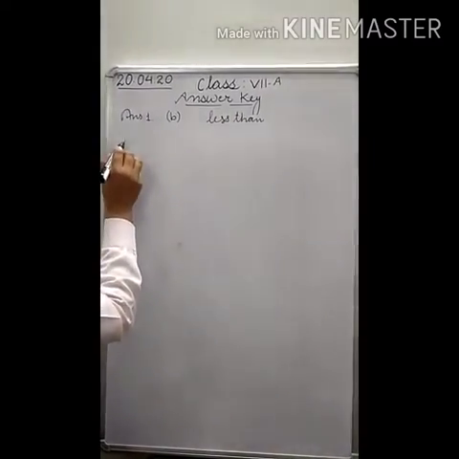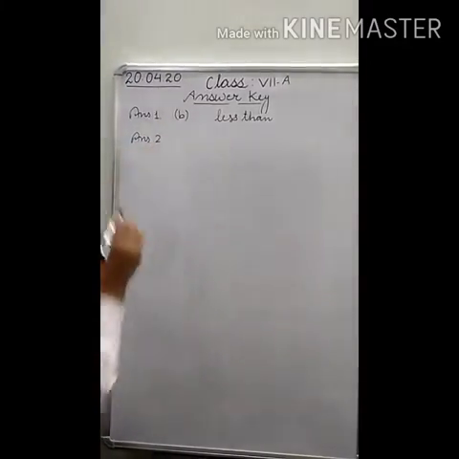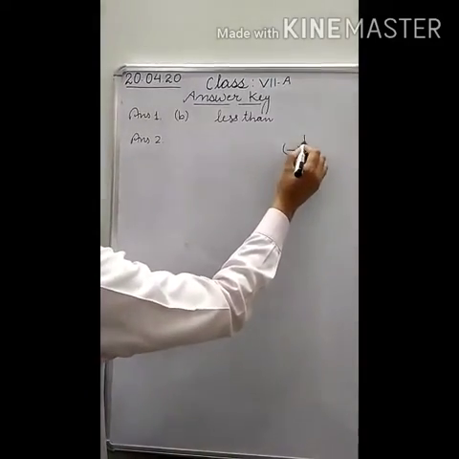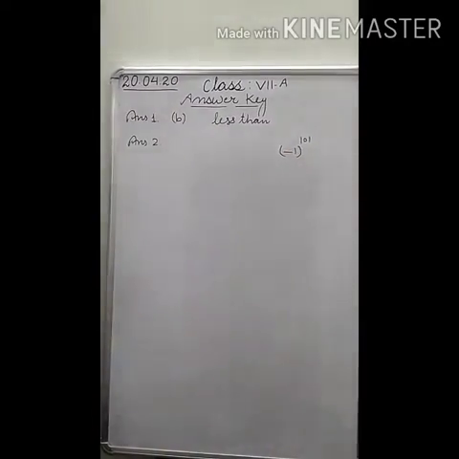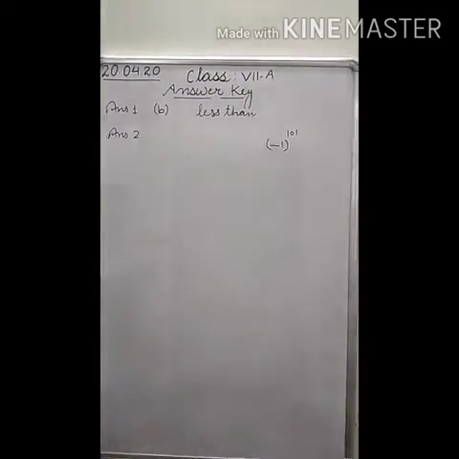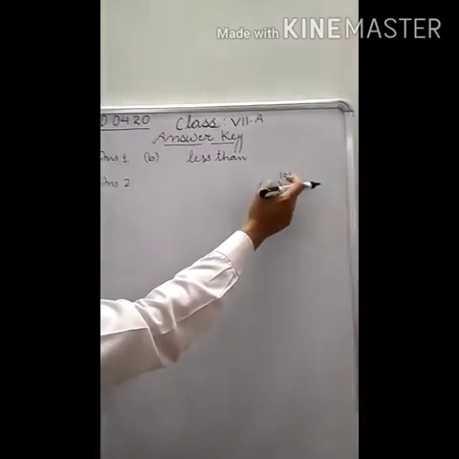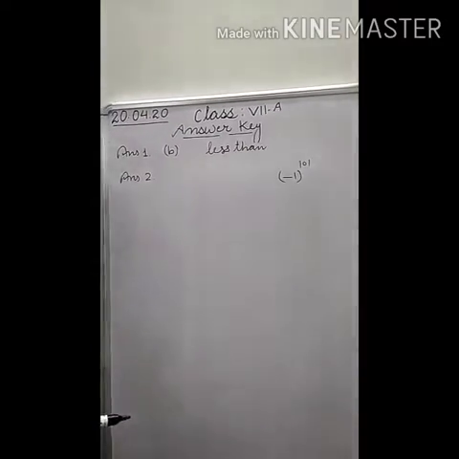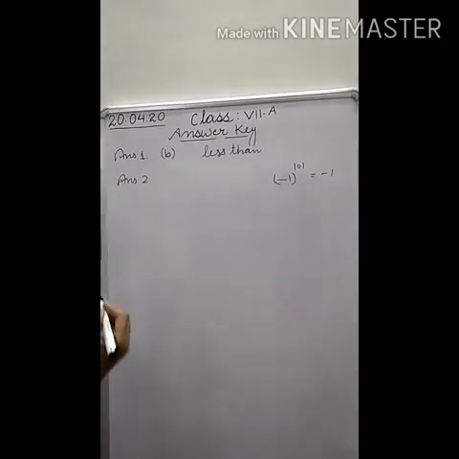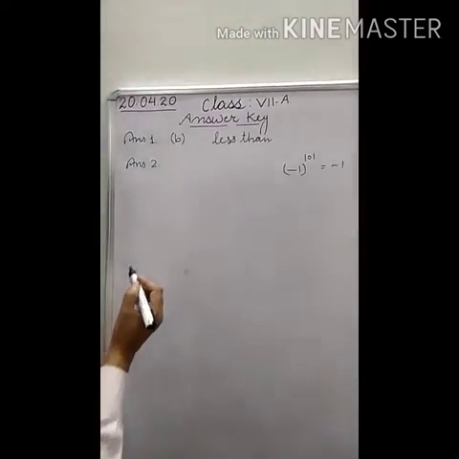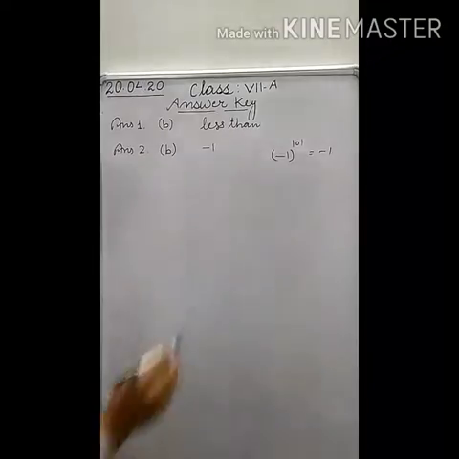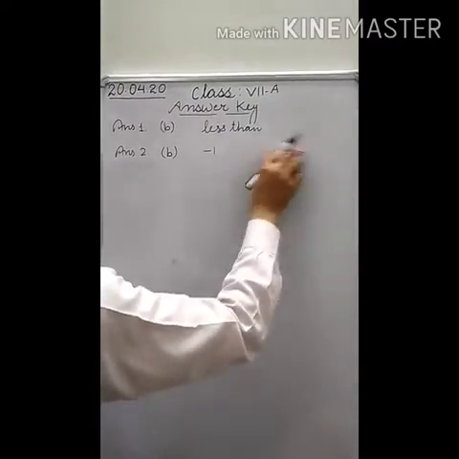Now come to the second answer. In the question we have been given (-1) raised to the power 101. What is that equal to? This thing we have to find out. Again, students, this is the same concept. Here minus 1 is raised to an odd power, because 101 is an odd number. And if minus 1 is raised to an odd power, the answer will always be minus 1. So your option will be B, and the answer will be minus 1. That will be the answer of this question.